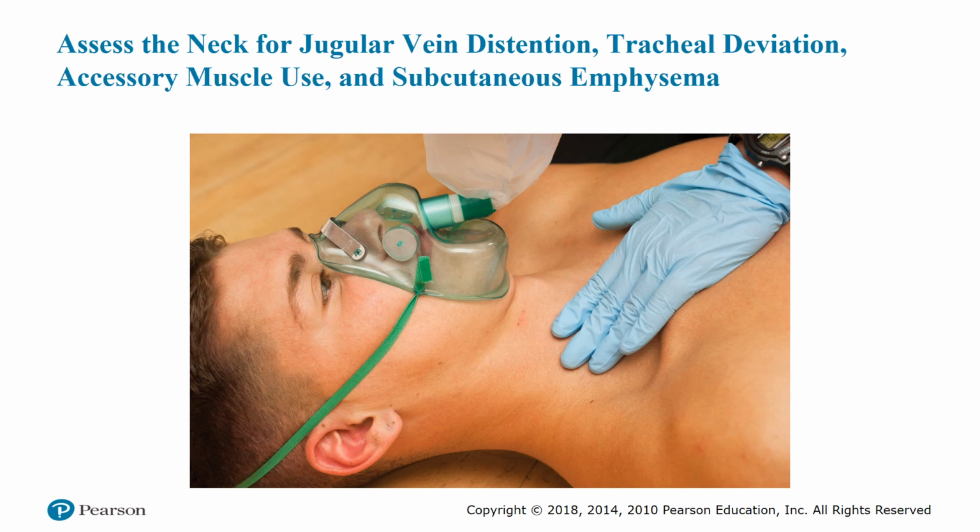And here we have a picture of someone doing exactly what we just said. Looking for JVD, we're looking for tracheal deviation, accessory muscle use, subcutaneous emphysema. Yes, if you have that compression injury and they happen to be alive, you probably are definitely going to feel subcutaneous emphysema, but also with a pneumothorax.